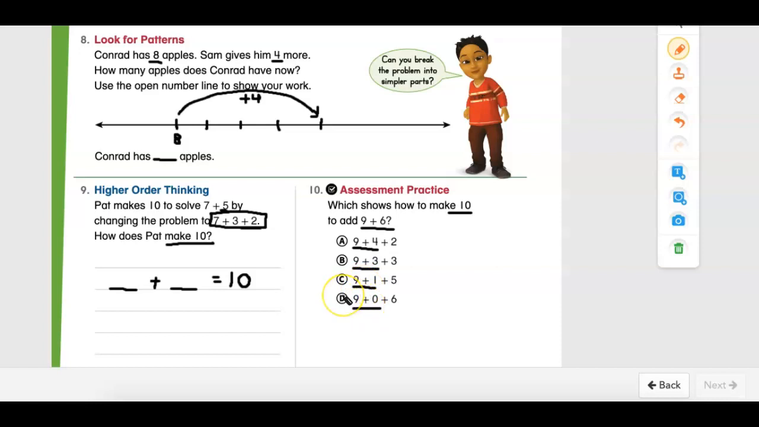You will circle or fill in your answer choice, and then you are all done with your math lesson for today. If you have any questions, please let me know. And if you need to rewind the video at any point to review our video or our guided practice, please go ahead and do so.